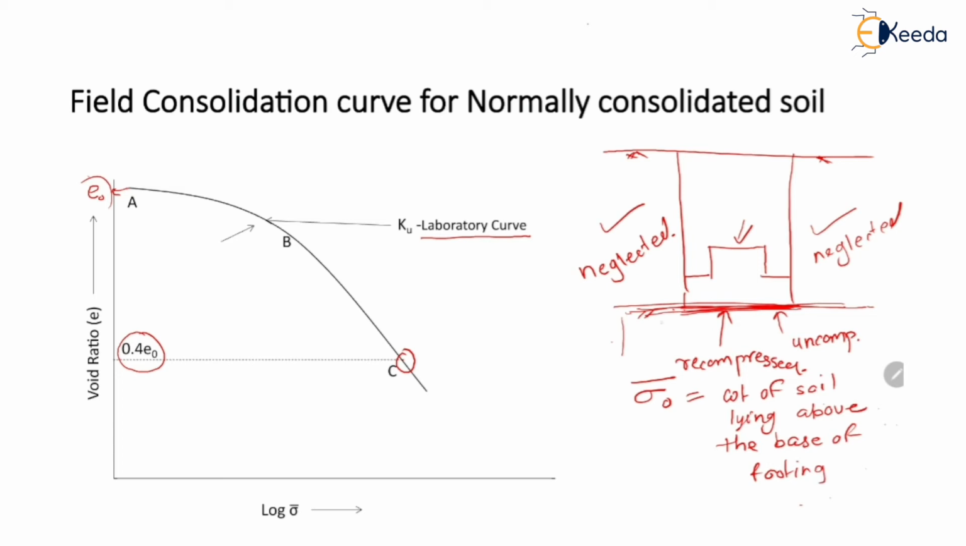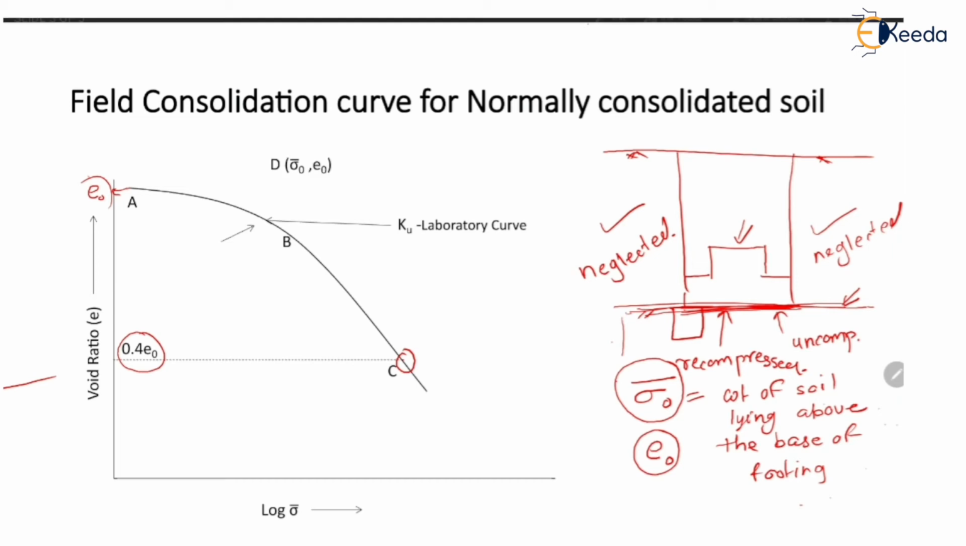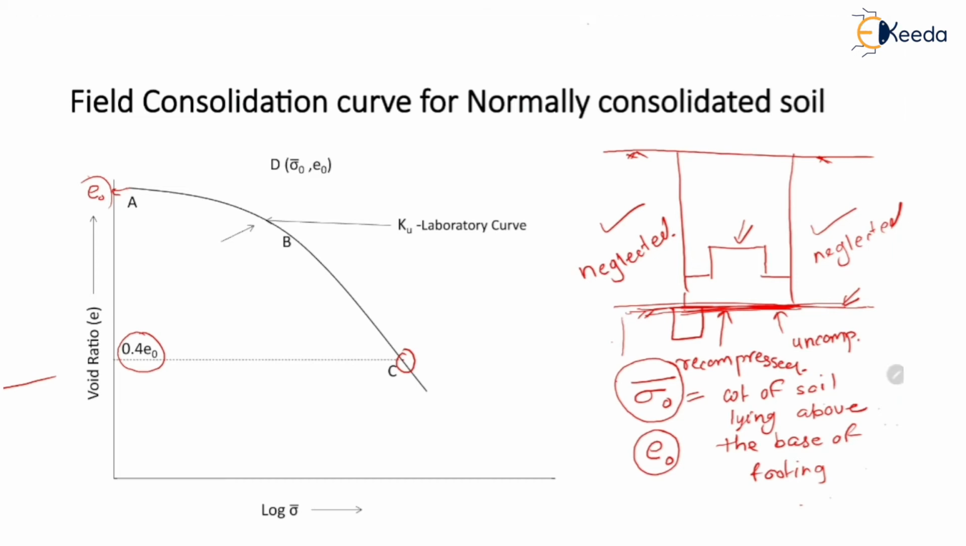And also the soil sample is extracted from this region only. So before the construction, the initial overburden pressure at the base of the footing will be sigma naught bar, and initial void ratio will be e naught. This condition is represented as point D in the void ratio versus log sigma bar plot, where x coordinate of D is sigma naught bar and y coordinate is e naught.